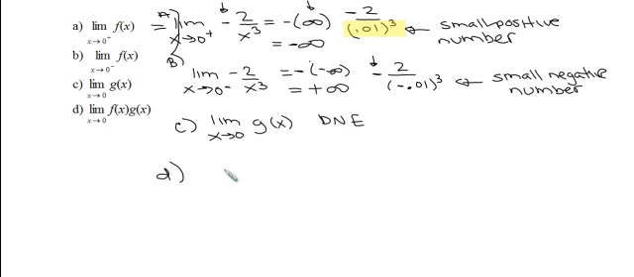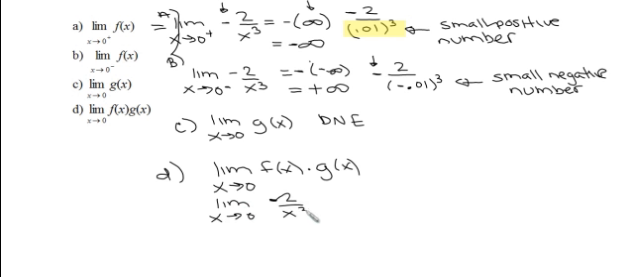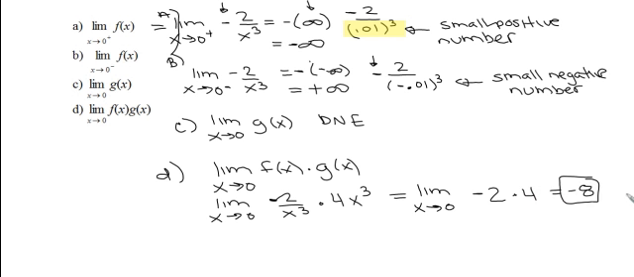And D is the limit as x approaches 0 of f of x times g of x. So as we substitute f of x, we have negative 2 over x to the third. g of x would be 4 x to the third. So if we factor or cancel, we get negative 2 times 4, or negative 8. So my limit is negative 8.